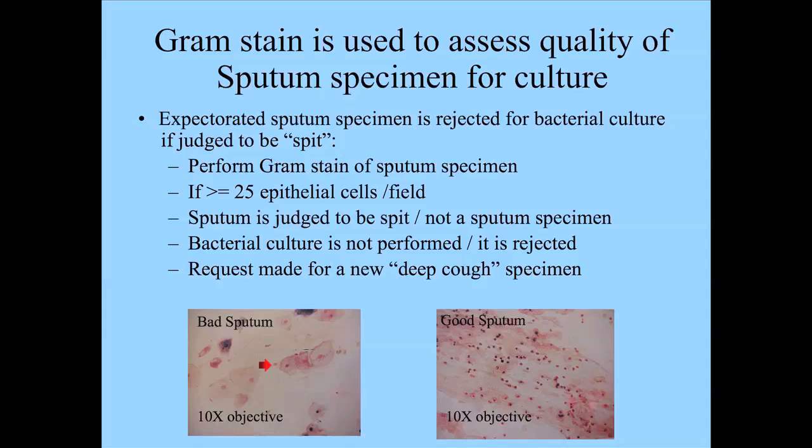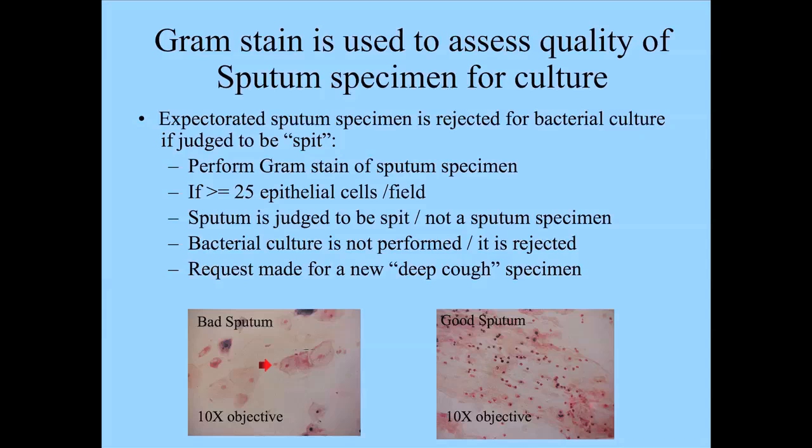We then look at the gram stain under a low power magnification on a light microscope and look for epithelial cells. If you look at the bottom left, you can see that that slide is full of epithelial cells. That would be judged a bad sputum or a spit. We would then reject that for bacterial culture and do the proper notification and ask for a new sputum. Hopefully the new sputum will actually be a deep cough specimen, as pictured on the bottom right. You can see the bottom right picture does not have any epithelial cells and it's full of polys. So that is a good specimen to continue on in the culture process.